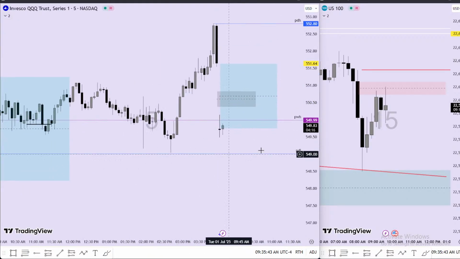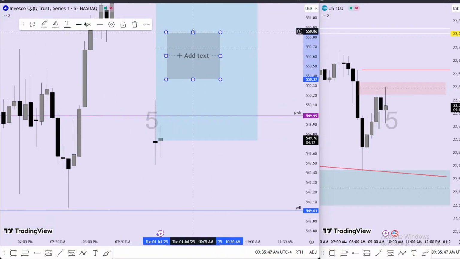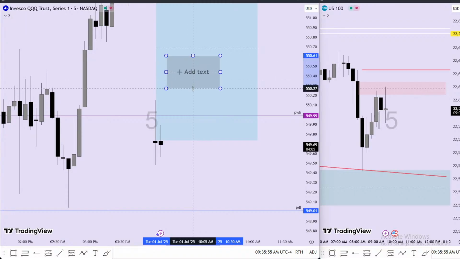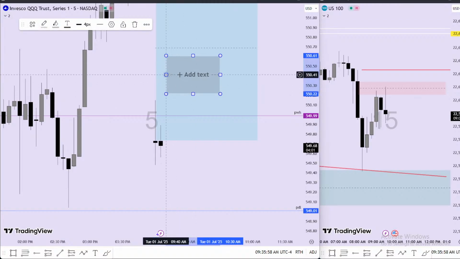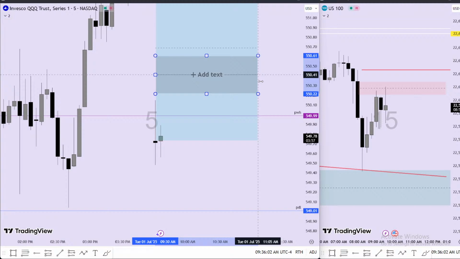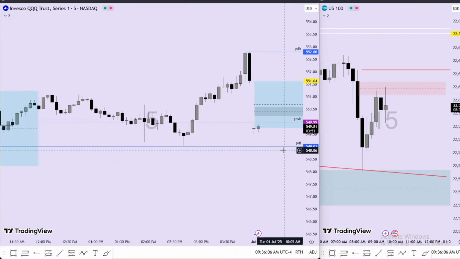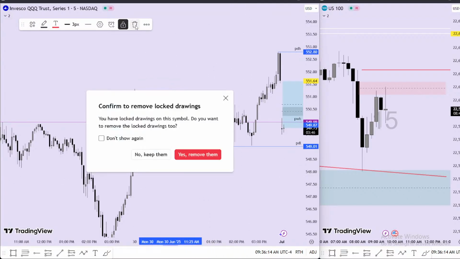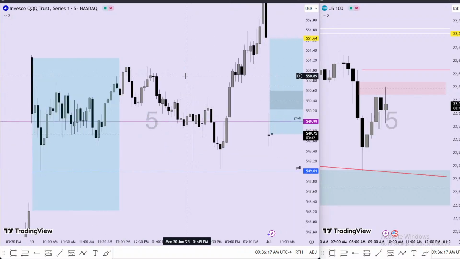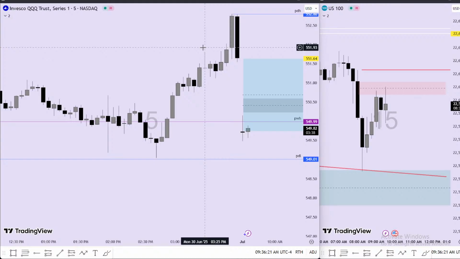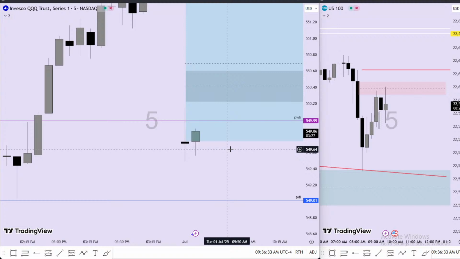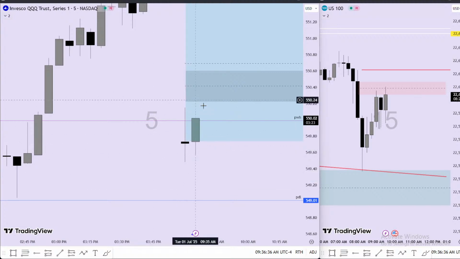On a 1 minute, we are making a contracting triangle. Dojis in and of themselves are a triangle.